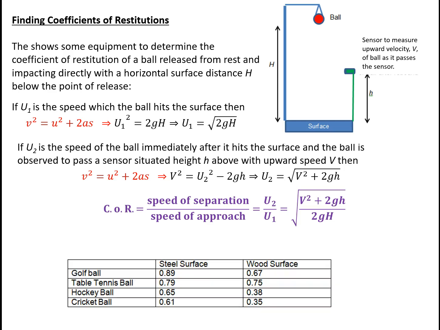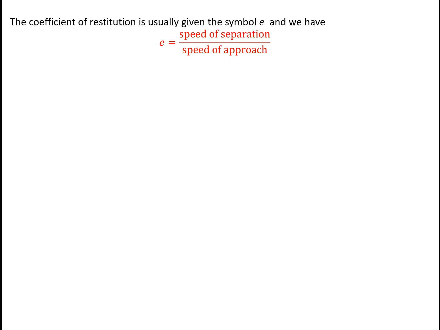Now, the table here gives us some typical values for different types of balls bouncing against a steel surface and a wooden surface. So, for instance, a table tennis ball against a steel surface has a coefficient of restitution of 0.79, but against a wooden surface has a coefficient of restitution of 0.75. As a general rule, the coefficient of restitution is usually given the symbol E. So we've got E is the speed of separation divided by the speed of approach.